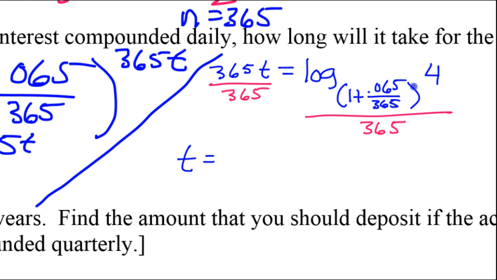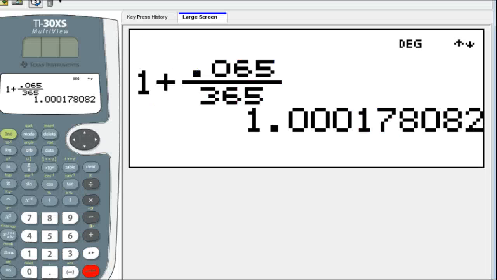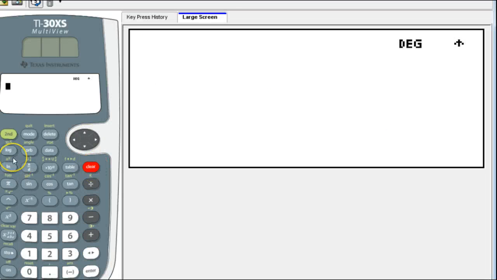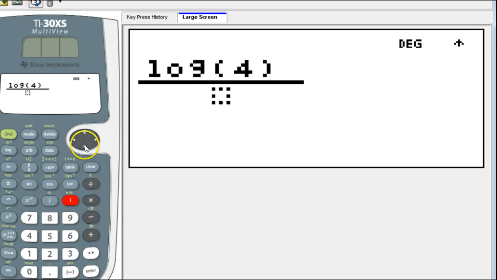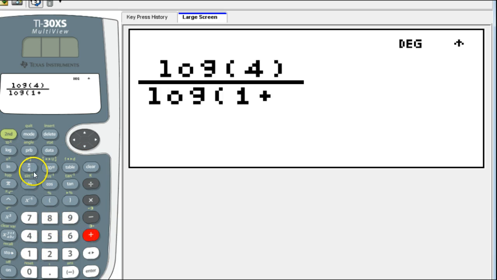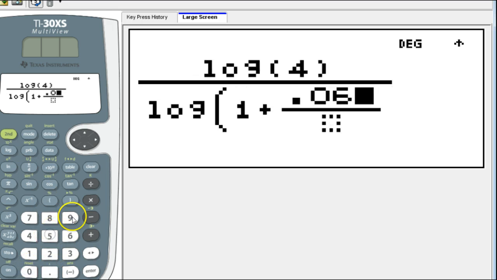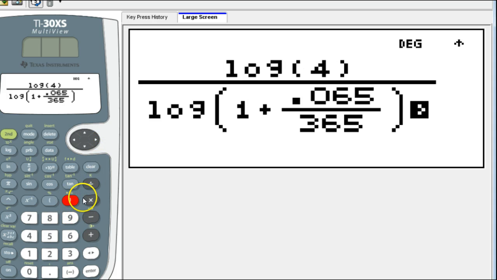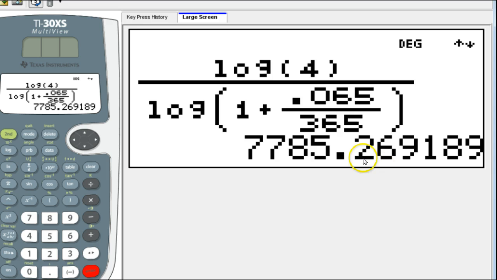We'll start with the numerator. Remember, to put this into our TI-30, we'll have to use the change of base formula, and we'll have to do the log of 4 over the log of this stuff. So that's what I'm about to do right now. So let's do fraction mode, and we'll do the log of 4, and then we'll do over the log of 1 plus 0.065 over 365. Okay, so we get this.